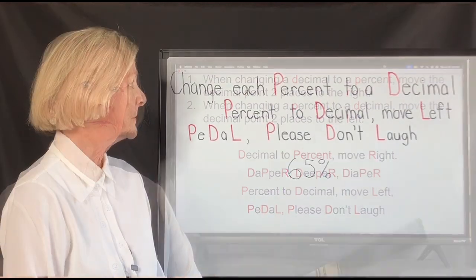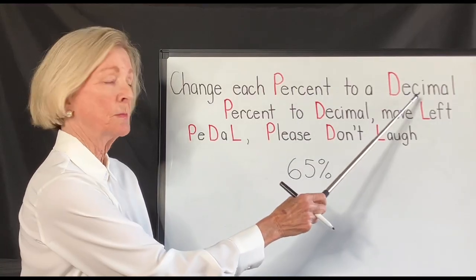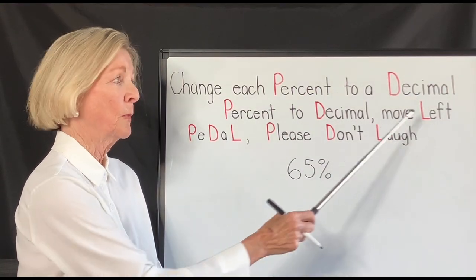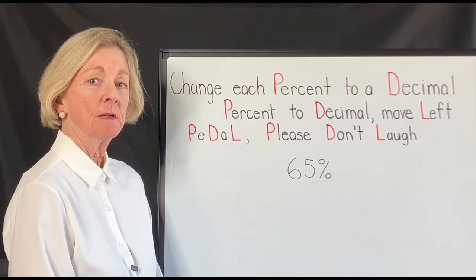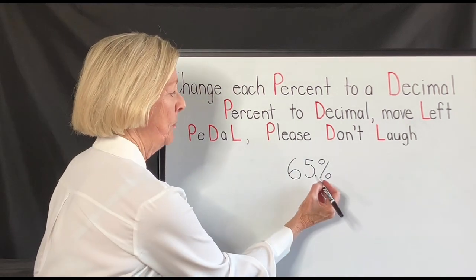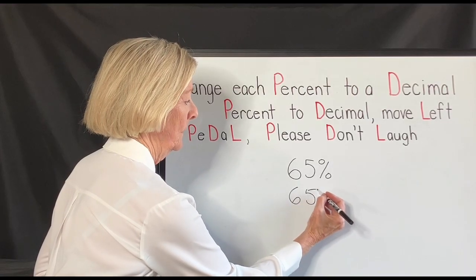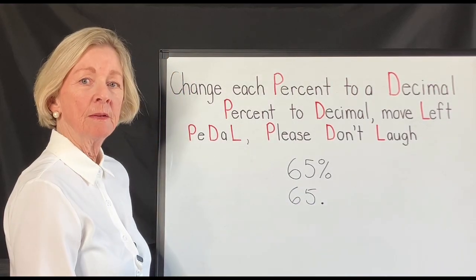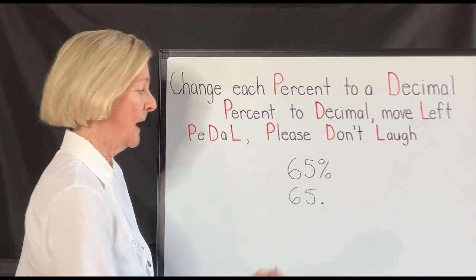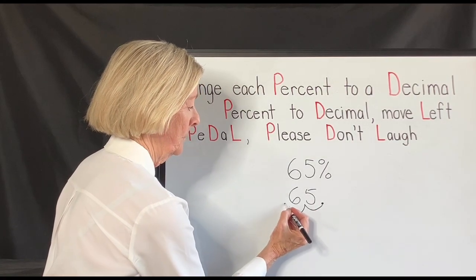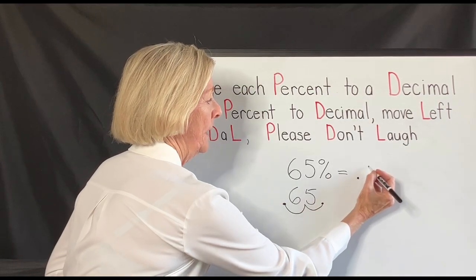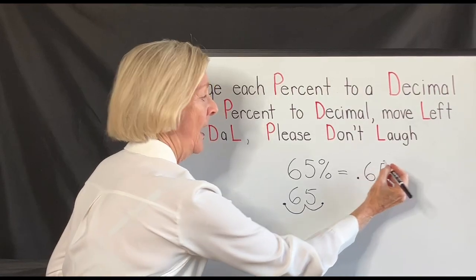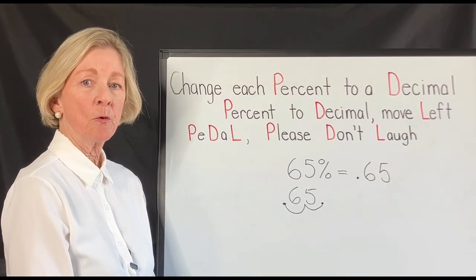Now let's try some. First, we're going to change each percent to a decimal. Percent to decimal, we move our decimal point 2 places to the left. We're starting with 65%. 65% doesn't have a decimal. If a number doesn't have a decimal, you just put a decimal point after the number. Now we can move our decimal point 2 places to the left. 65% equals 0.65.